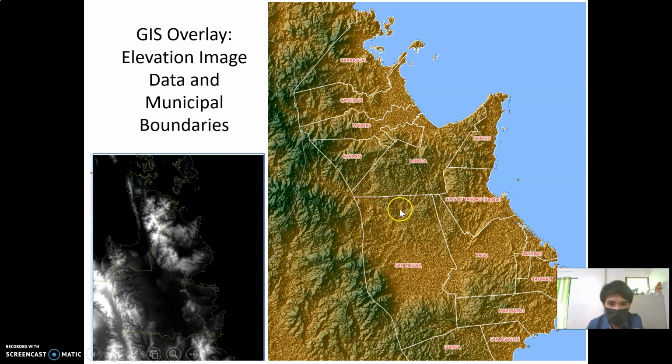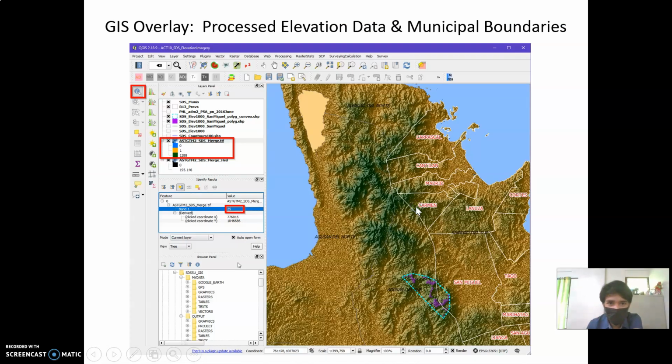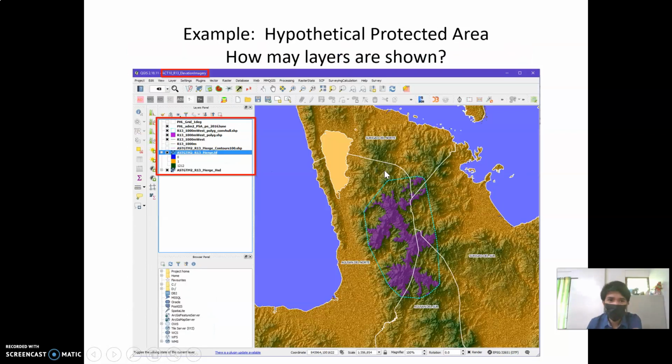Also this one, the same. So processed elevation data and municipal boundary, this is what you can see using QGIS. Let me show this first. You can see here that band 1 is 25. So let me explain that the band length of the elevation is 25 meters.